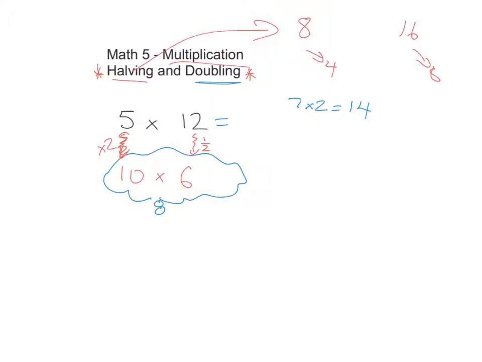Now here's the cool thing. 10 times 6. Most of us know, oh yeah, 10, 20, 30, 40, 50, 60. Now the cool thing is, if you double one number and you half the other number, you'll get the same answer. So if 10 times 6 equals 60, using doubling and halving, we know that 5 times 12 is also 60. If you don't believe me, check your calculator.